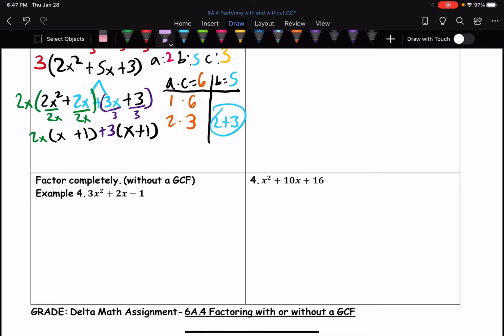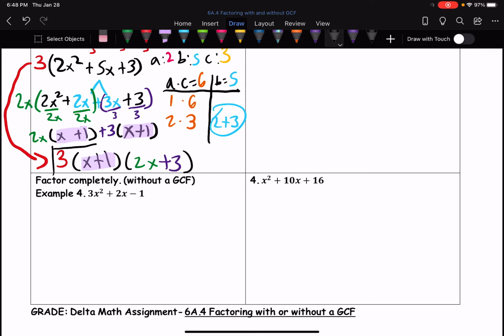Now looking here, they both contain this x plus 1 as a factor. So that becomes a greatest common factor as well. So I'm going to bring down my original greatest common factor, which was 3. I've got the greatest common factor of x plus 1. And then what I call my leftovers, these were the greatest common factors that we took out of the factoring by grouping. So I've got 2x plus 3 as my final factor. And we just converted from standard to intercept form.